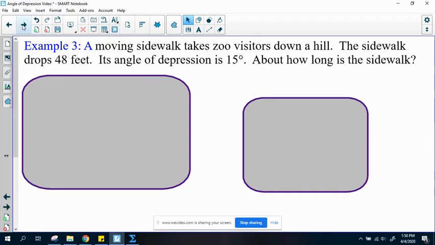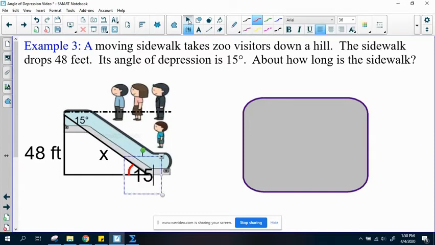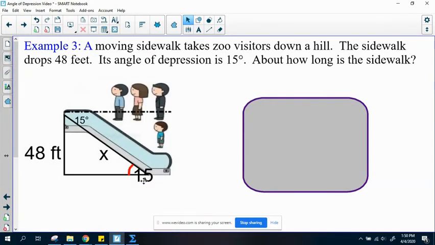Okay, so you have a sidewalk going down the hill, and the hill is 48 feet. So this is what it looks like. You have this sidewalk, or I made it an escalator, but it's going down a hill, and you want to know how long that is. It has a drop of 48 feet, and the angle of depression is 15. So again, if that's 15, alternate interior angles, this is going to be 15. But this is where I want to use a different trig function.